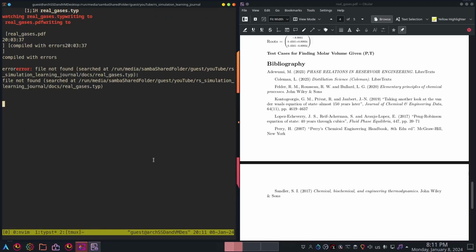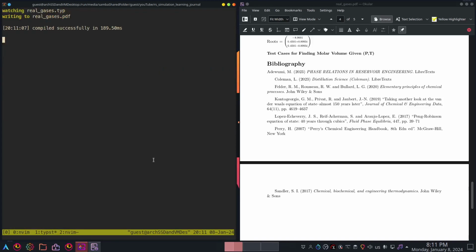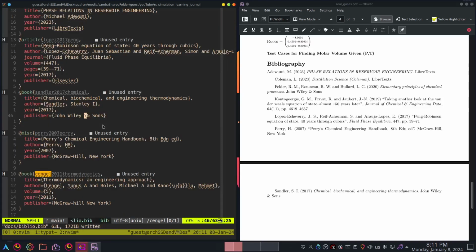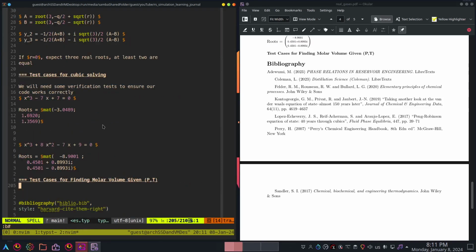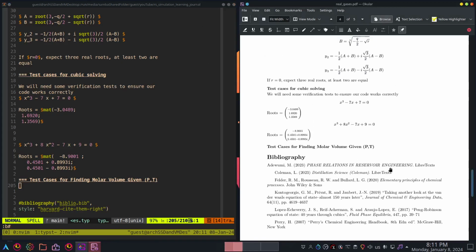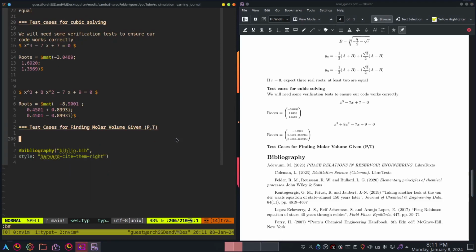Apparently, I'm having some bibliography problems. Okay, now it's okay. So, where was I? I'm going to have some test cases for finding molar volume. Let's just put the pieces of data in right now. So, what are the critical properties of water?